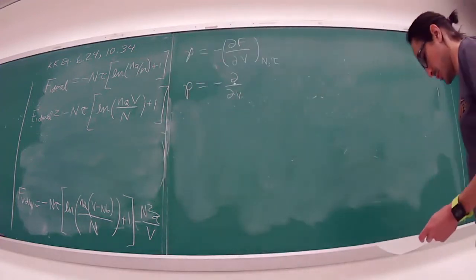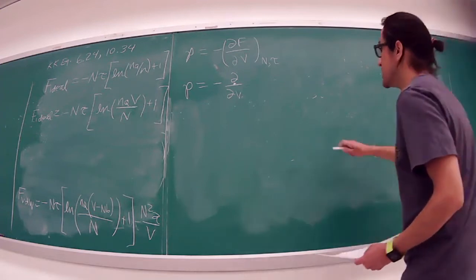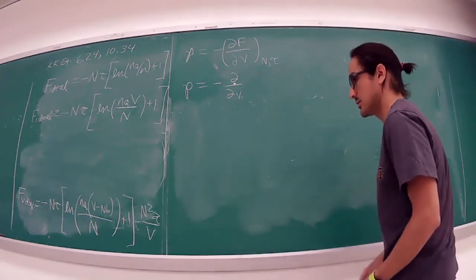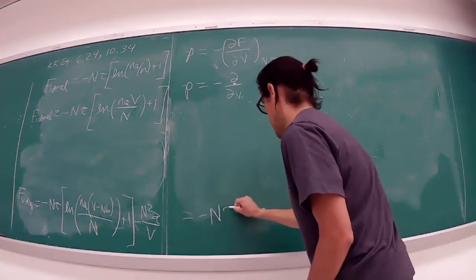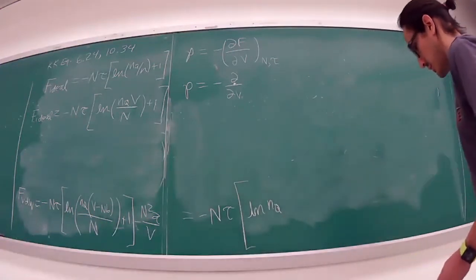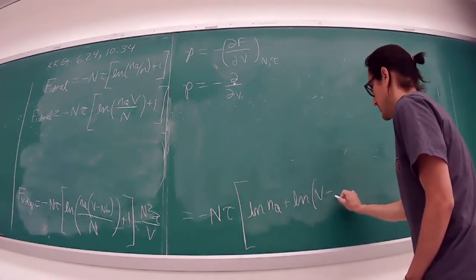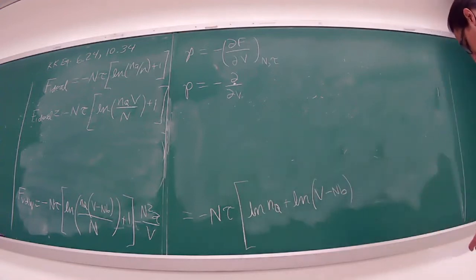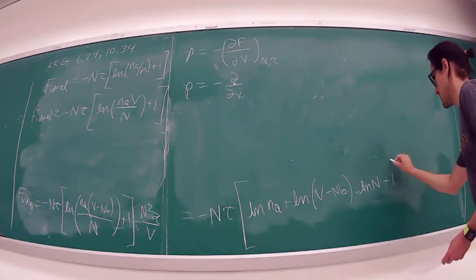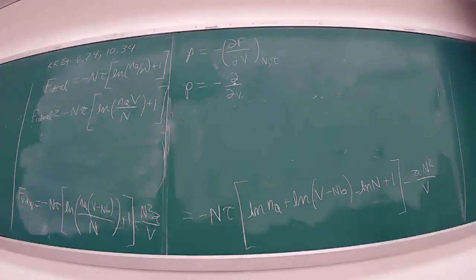So the derivative with respect to volume of the free energy is minus N tau times the natural log of the quantum concentration plus the natural log of V minus NB, minus the natural log of N, plus 1, minus A N squared over V.